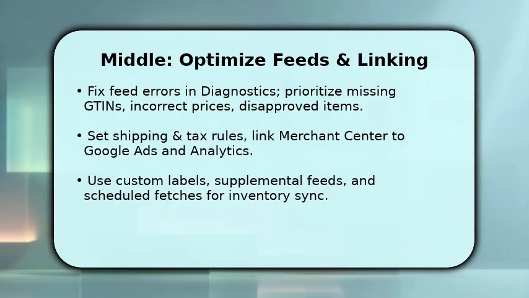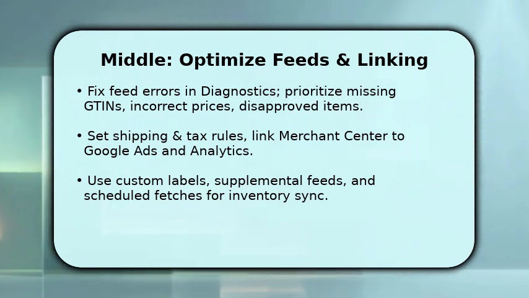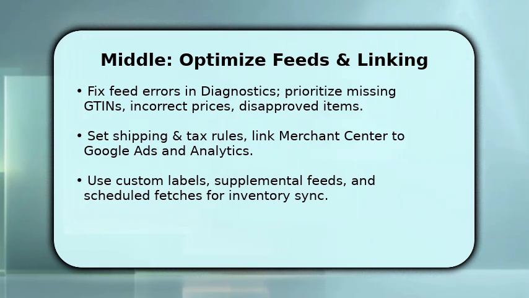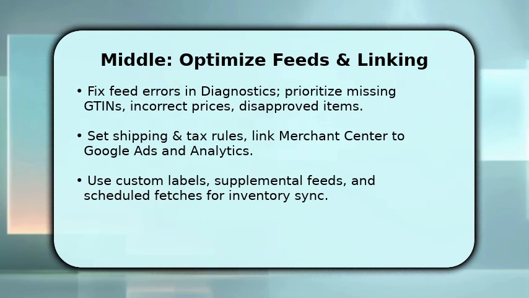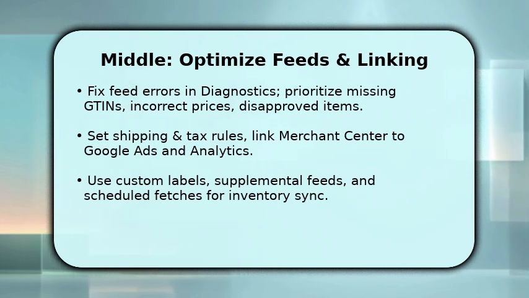First, open diagnostics and resolve disapprovals. Missing GTIN, mismatched prices, or policy issues stop listings. Then configure shipping and tax rules to match checkout costs. Inconsistent values cause suspensions. Link Merchant Center to Google Ads and Analytics so you can run campaigns and track conversions.